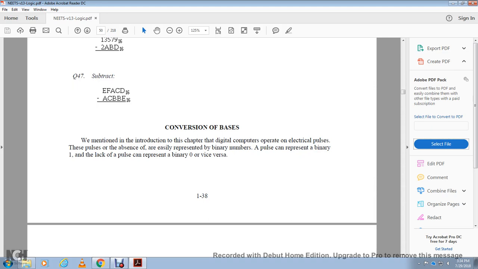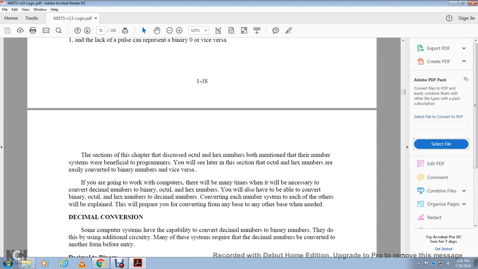All right, conversion of bases. As mentioned in the introduction chapter, digital computers operate with electrical pulses, the presence or absence of which represent the binary number 1 or the binary 0, or vice versa. This section of the chapter discusses the octal and hexadecimal number systems and the benefits of them, which you will see in the layout of the section.